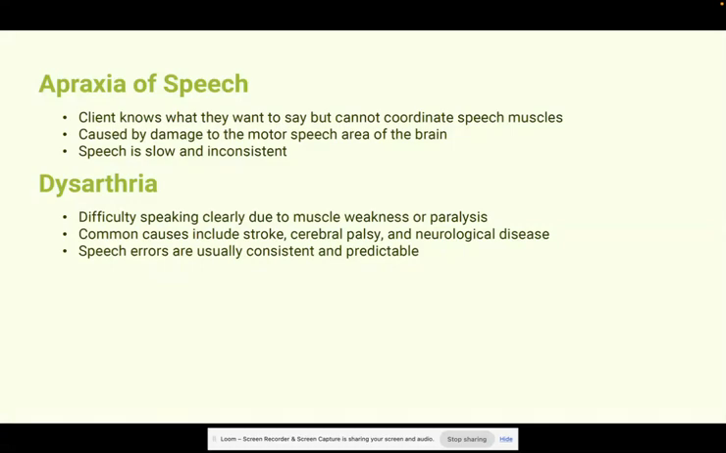Same thing with common causes: it could be because of stroke, cerebral palsy, or neurological diseases that the client encountered. Speech errors are usually consistent and predictable, because usually it's the same thing that's happening, right? So the speech errors are usually consistent and predictable.